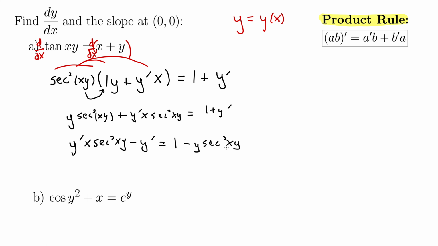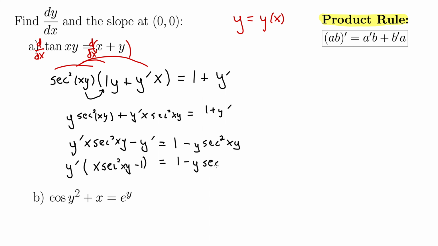You can put those in parentheses or not. It actually doesn't matter. I think it's pretty clear that xy is inside the secant squared. What do we do now? Well, we factor out the y prime from this left-hand side. We have y prime times x secant squared xy minus 1. All right, and then the right-hand side stays the same.